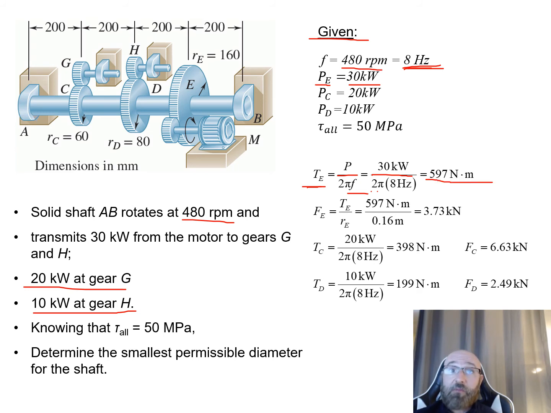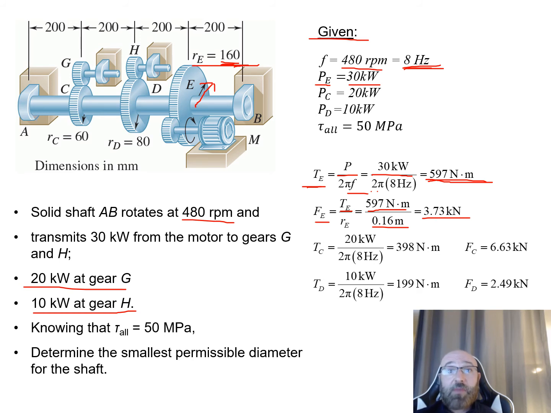Now if we want to get our force, we can go backwards from our equation for torque, force times perpendicular distance, and take our torque divided by the perpendicular distance, which in this case is our radius at E. So if we take our torque that we've just found, 597, and divide by our radius, converting it to meters rather than millimeters, 0.16 meters, we find that our force at E is 3.73 kilonewtons.